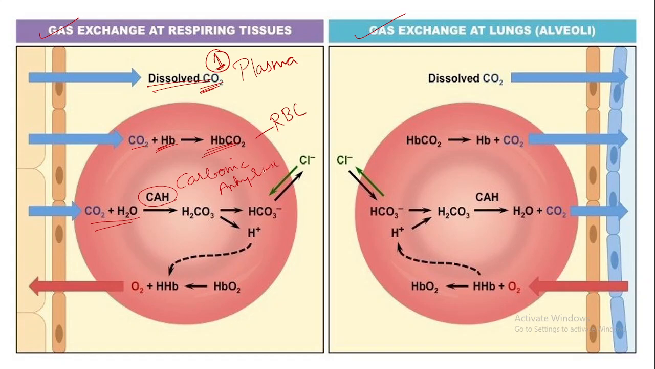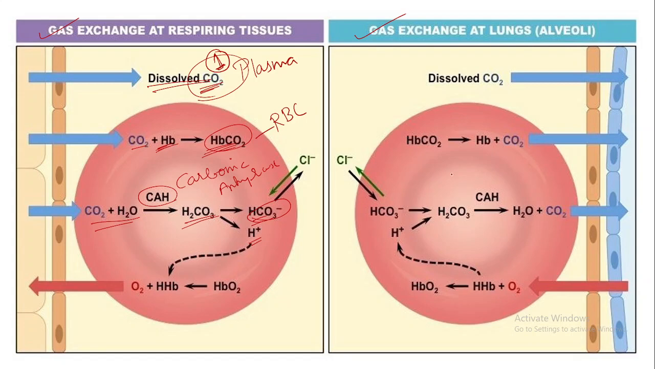The carbonic anhydrase enzyme is going to convert it and form what we call bicarbonate. This bicarbonate is going to keep releasing hydrogen and it's going to be in the ionic form. So CO2 travels in bicarbonate form, in carbaminohemoglobin form, and in dissolved CO2 form. It's going to travel and finally come to the lungs, to the alveoli.